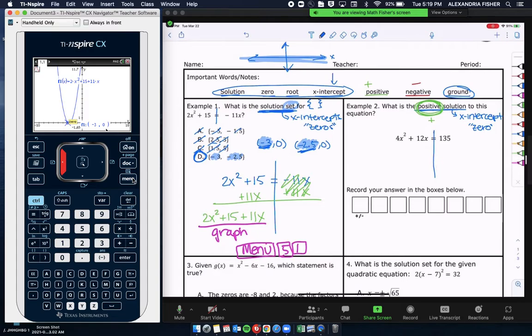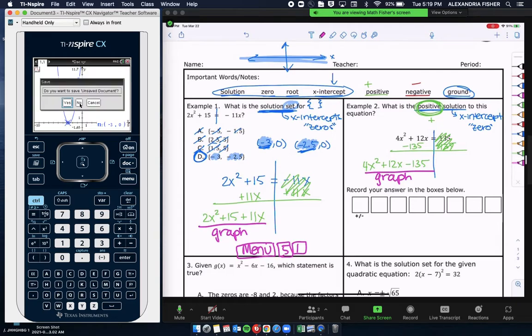So let's first look at our equation. If we split it in half, we see that 135 is not on the same side, and that's the easier thing to move. The other will be too hard to move. So let's move this 135 to the side. The opposite of 135 is negative 135. So this goes away, and we have 4x squared plus 12x minus 135. And we're going to graph it. So go here, new document, put no, add graph, 4x squared plus 12x minus 135, enter.